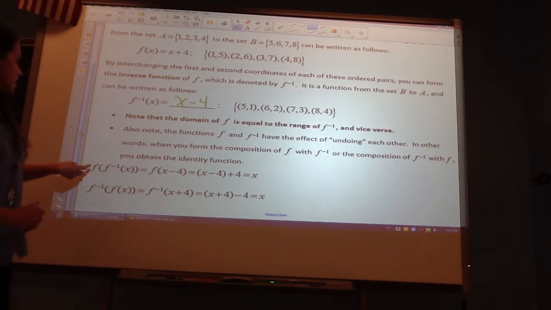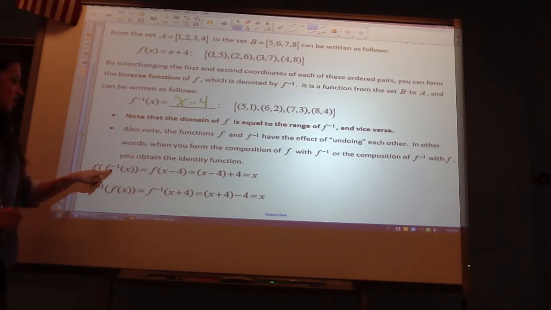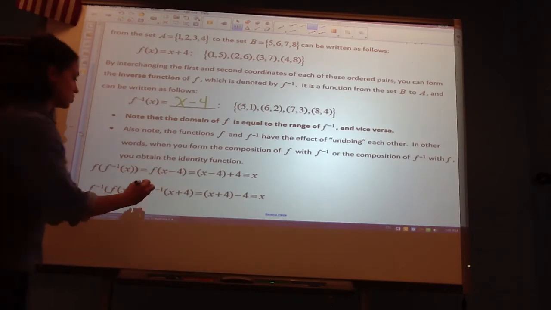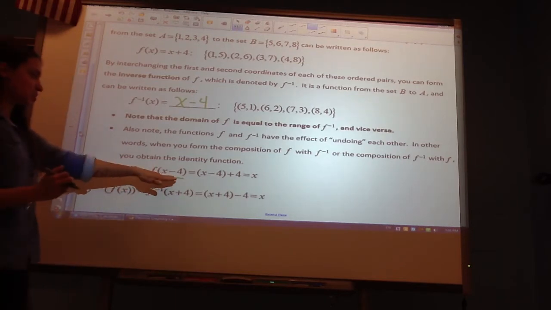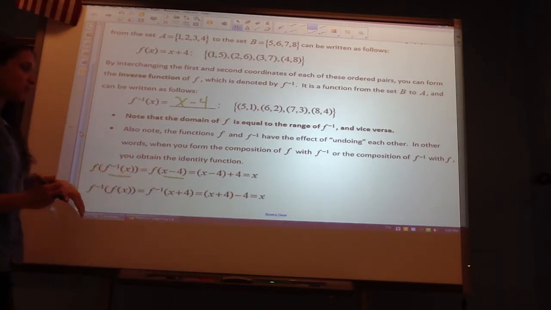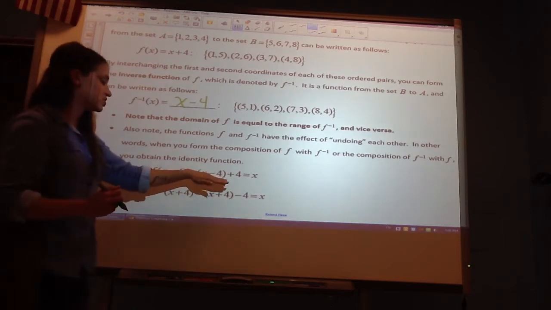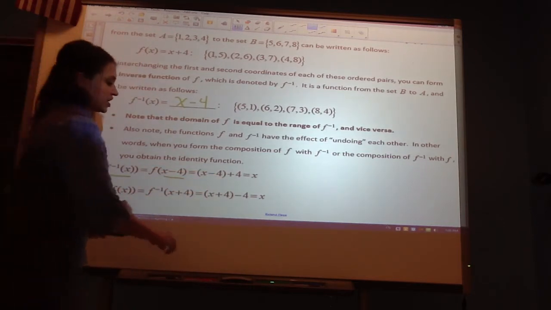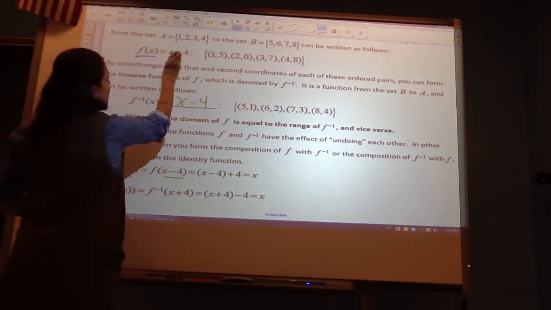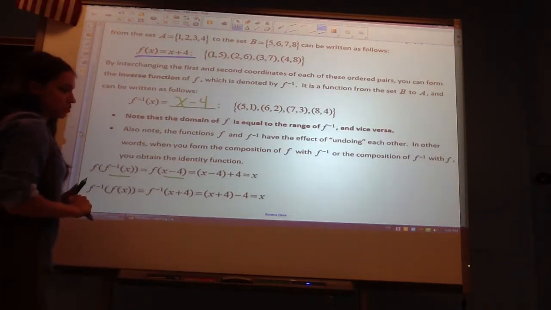So if I take the composition of f and f inverse of x, that means I'm dropping the f inverse function into the f function. So I'm taking the inverse, which is x minus 4. I just substituted x minus 4 for this notation. And I put that into the original function. The original function is right here: x plus 4.